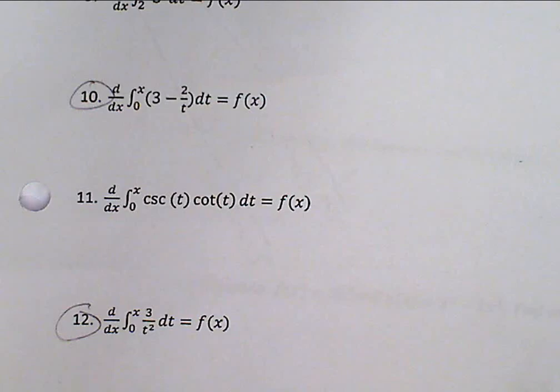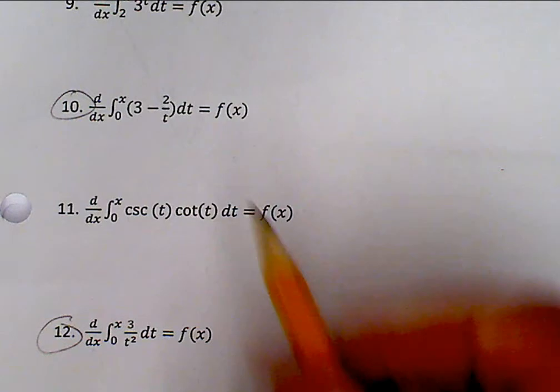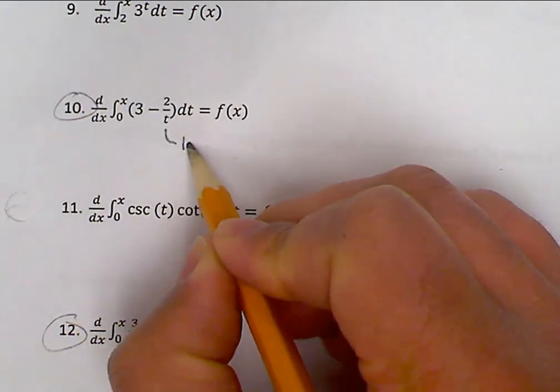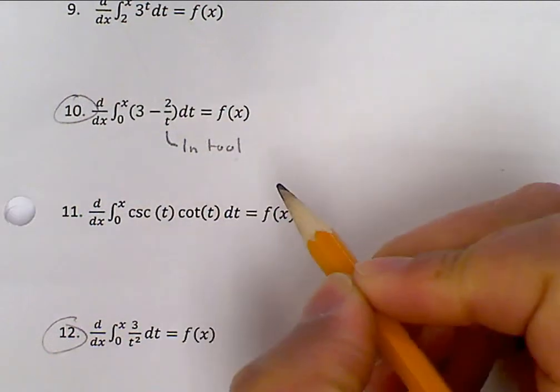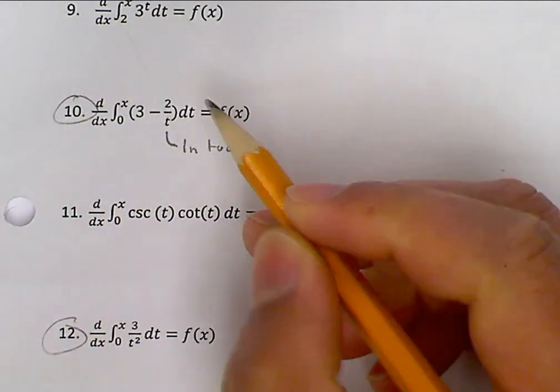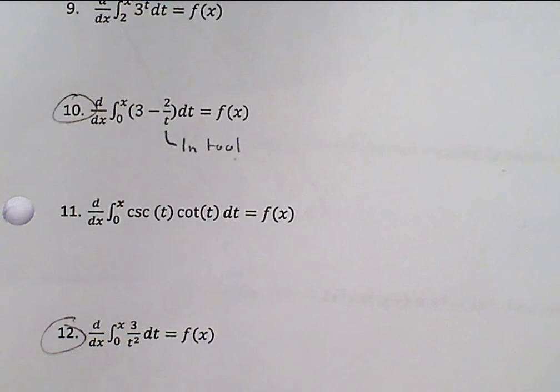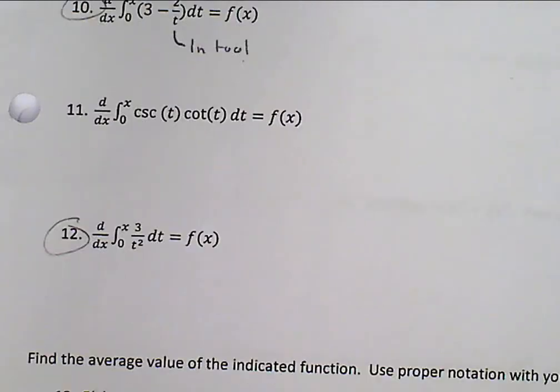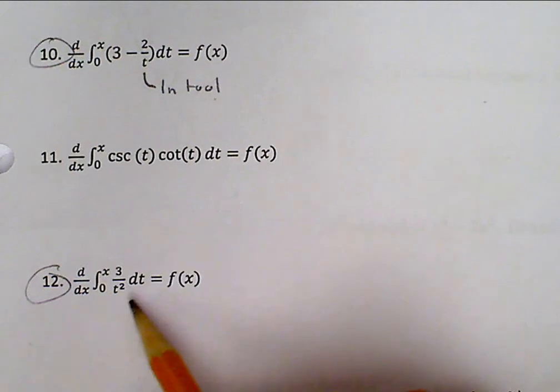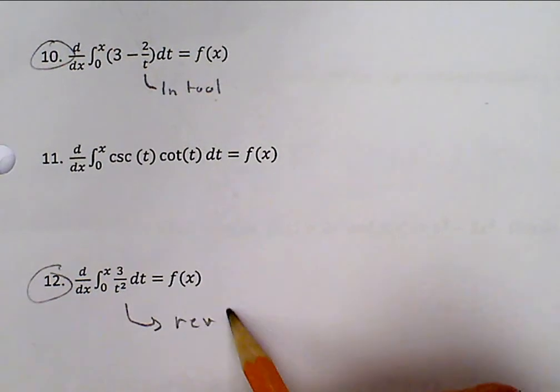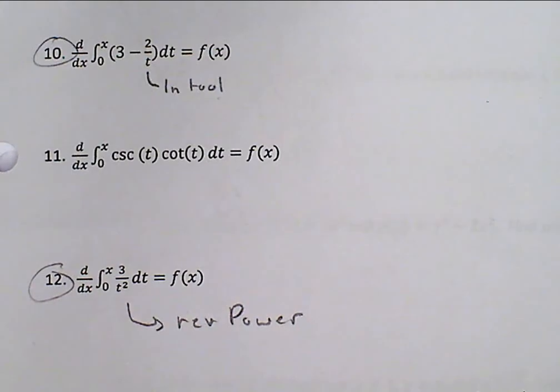Now, 10 and 12, okay? This is actually a natural log tool. If you didn't use a natural log tool, show your work, you're going to get docked. So, be aware of that. All right? Number 12, this is a reverse power. I think we could spend about 5 minutes doing examples like this. We could do a couple examples like this and knock it out. What do y'all think? Works for y'all? All right, let's go.